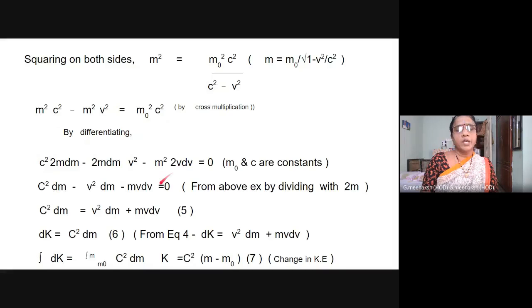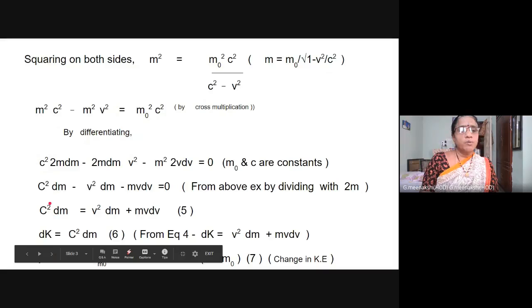So m v dv. For this term, by dividing by 2m, we are getting m v dv is equal to 0. Now c squared dm, if we take these two terms to the right side, c squared dm is equal to v squared dm plus m v dv. So c squared dm is equal to v squared dm plus m v dv.